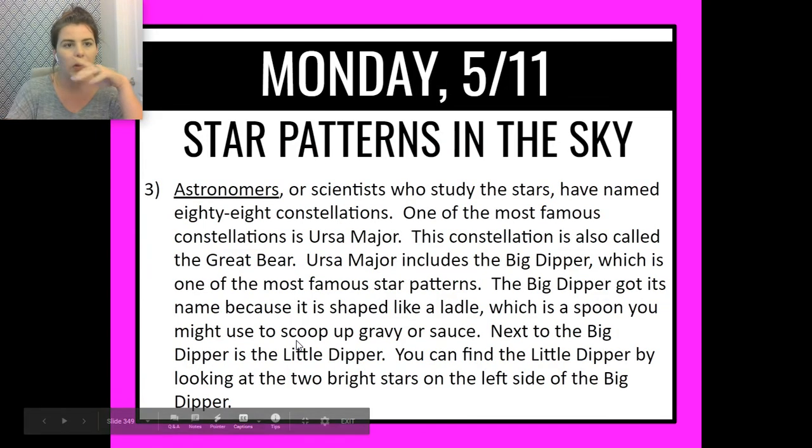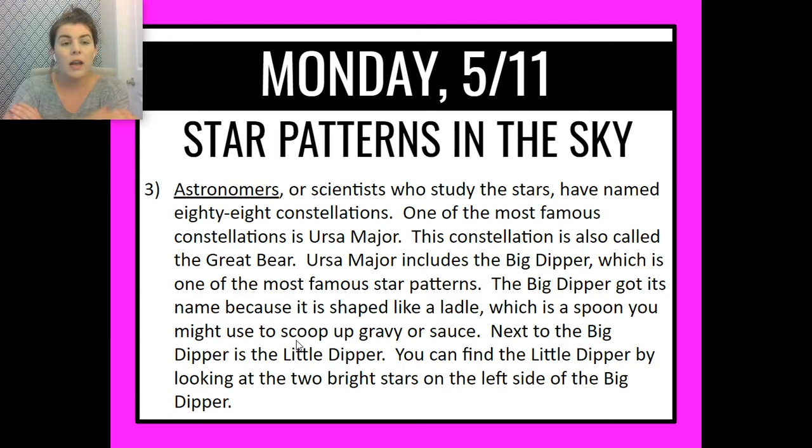All right, let's look at paragraph 3. Astronomers, or scientists who study the stars, have named 88 constellations. One of the most famous constellations is Ursa Major. This constellation is also called the Great Bear. Ursa Major includes the Big Dipper, which is one of the most famous star patterns. The Big Dipper got its name because it's shaped like a ladle, which is a spoon you might use to scoop up gravy or sauce. Next to the Big Dipper is the Little Dipper. You can find the Little Dipper by looking at the 2 bright stars on the left side of the Big Dipper.